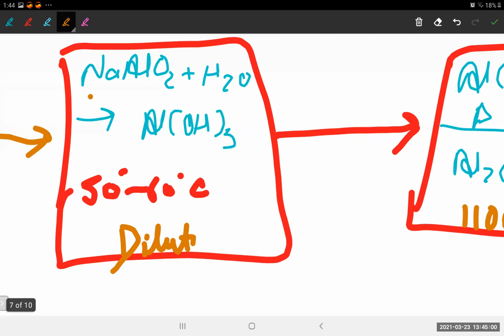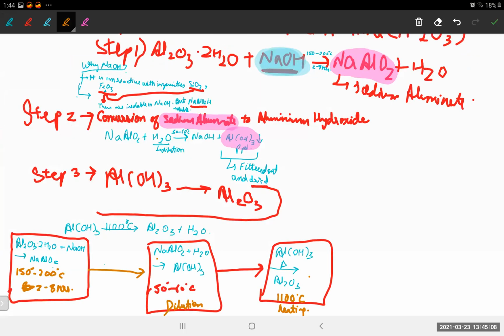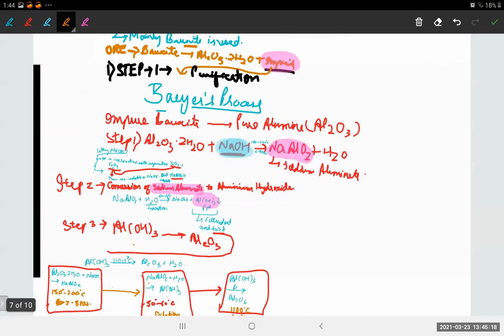Understood? In one page we have completed the Bayer's process. Now see, this was step one. Can you see here? This was step one, isn't it? Can everybody see this? Yes, so it was step number one. We have only converted it to Al2O3, isn't it? Now we need to get it in the form of pure aluminium, that is Al, and that too 99% pure.